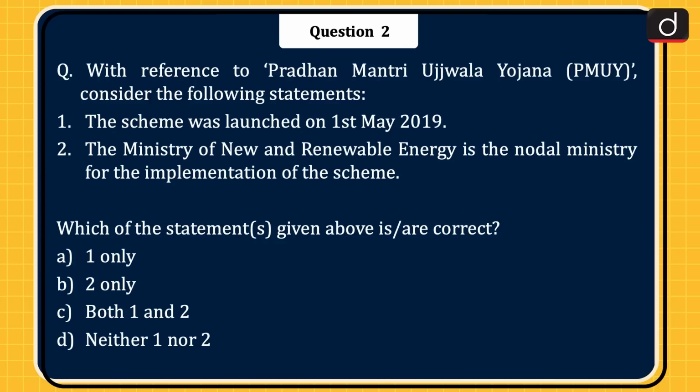Next question is, with reference to Pradhan Mantri Ujjwala Yojana, consider the following statements. 1. The scheme was launched on 1st May 2019. 2. The Ministry of New and Renewable Energy is the nodal ministry for the implementation of the scheme. Which of the statement or statements given above is or are correct? 1 only, 2 only, both 1 and 2 or neither 1 nor 2? The correct answer is option D, neither 1 nor 2.